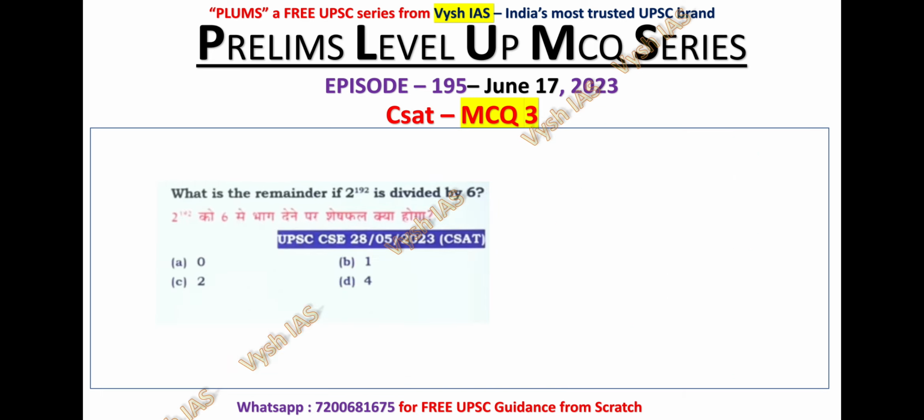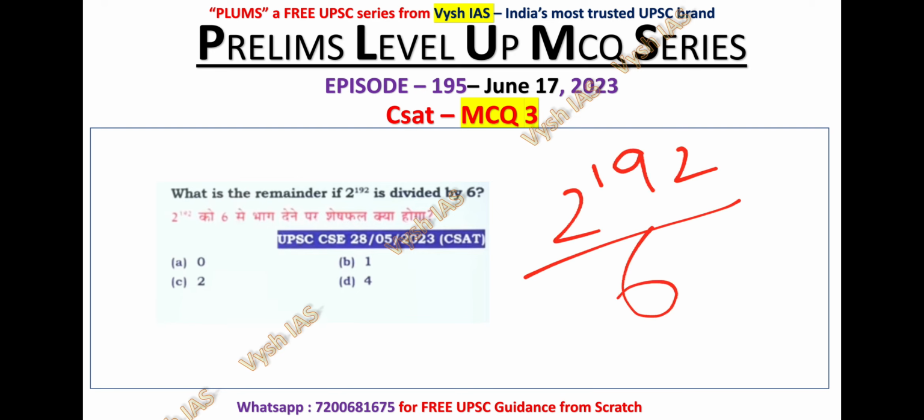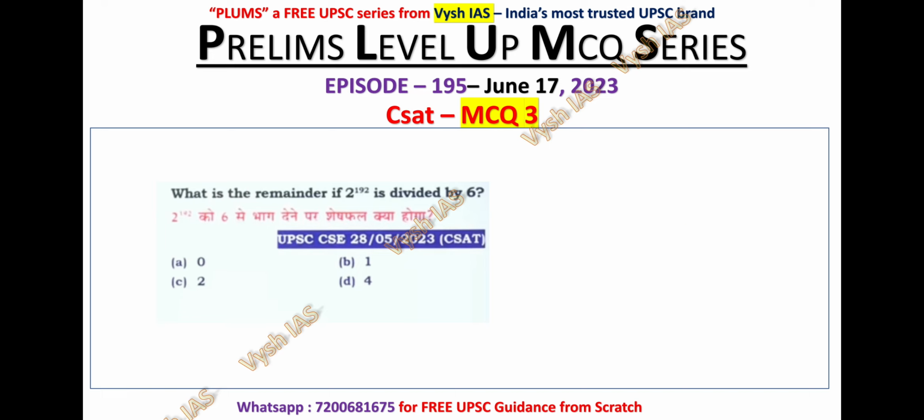Now let's solve MCQ number 3. What is the remainder if 2 power 192 is divided by 6? In this type of question, what we have to do is take the power in terms of the denominator. So if you take 2 as 6 minus 4, we get 6 minus 4 power 192 by 6.